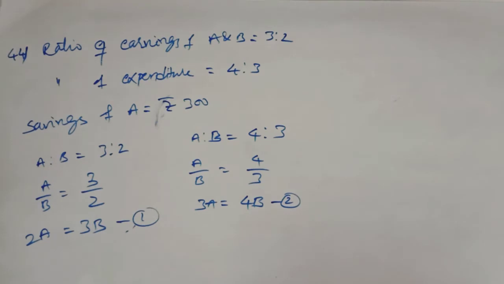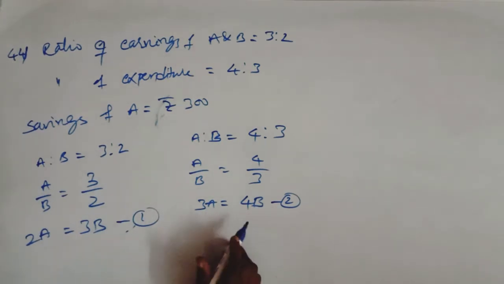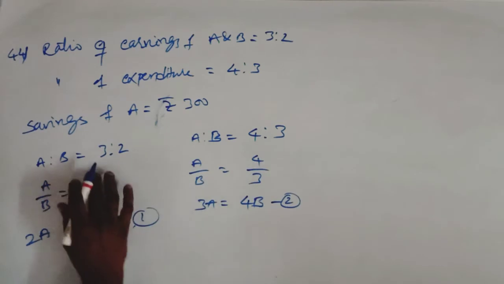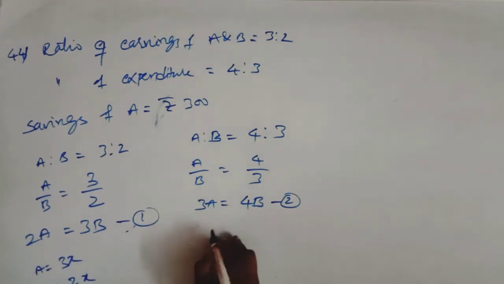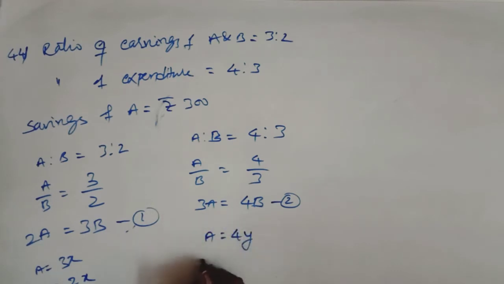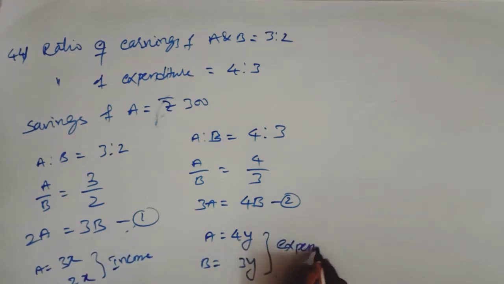Now, I am taking incomes as X and expenses as Y. That is, A is equal to 3X and B is equal to 2X. These are the incomes, and for expenses, A is equal to 4Y and B is equal to 3Y. This is income, and this is expenses or expenditure.